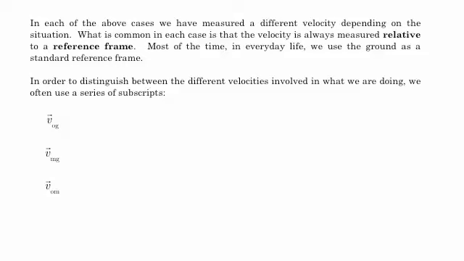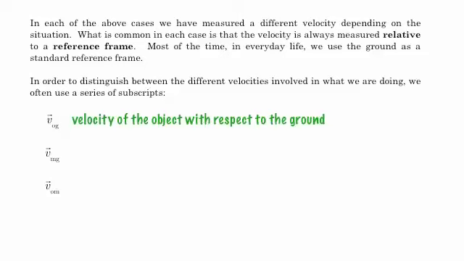If you're in a reference frame that's moving, then of course things look different. So in order to distinguish between the different velocities involved in what we're doing, we often use subscripts. V_OG, for example, is the standard velocity of an object with respect to the ground. If you're standing on a moving sidewalk, this would be the velocity of you with respect to the ground, basically how fast you're moving with respect to someone who's just sitting there.